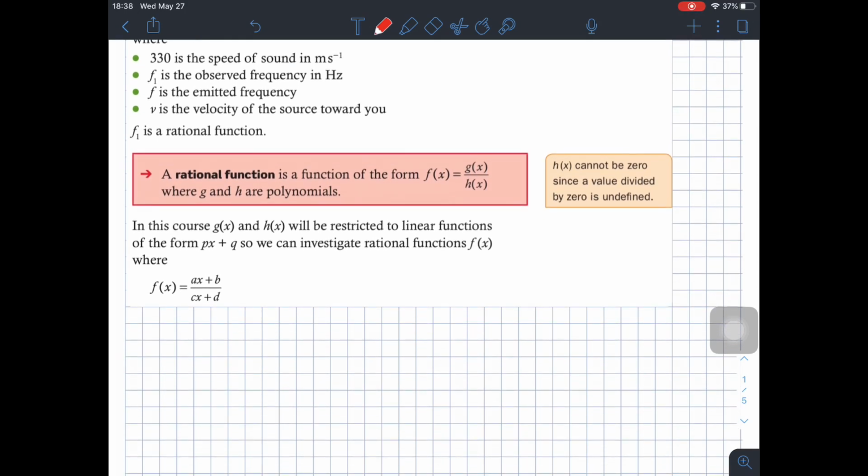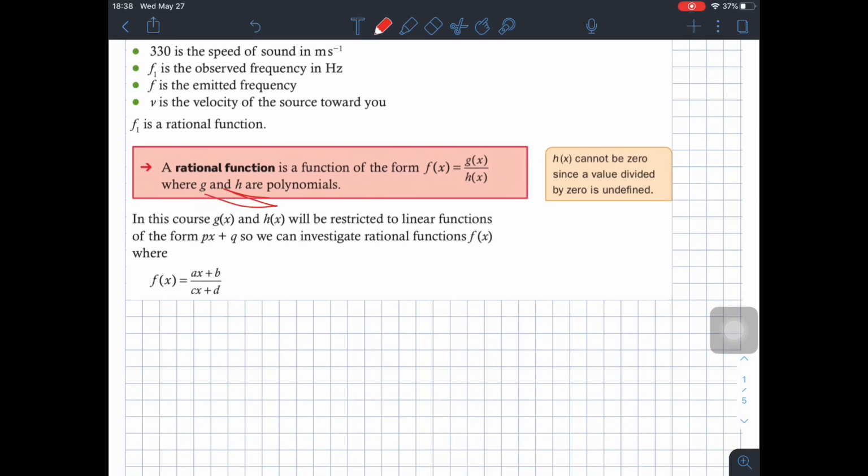And here we have the definition. It says a rational function is a function in the form f of x equals g of x over h of x. That is, we have a function divided by another function, right? That's a rational function, where g and h are polynomials. So here it says h of x cannot be 0 since a value divided by 0 is undefined.